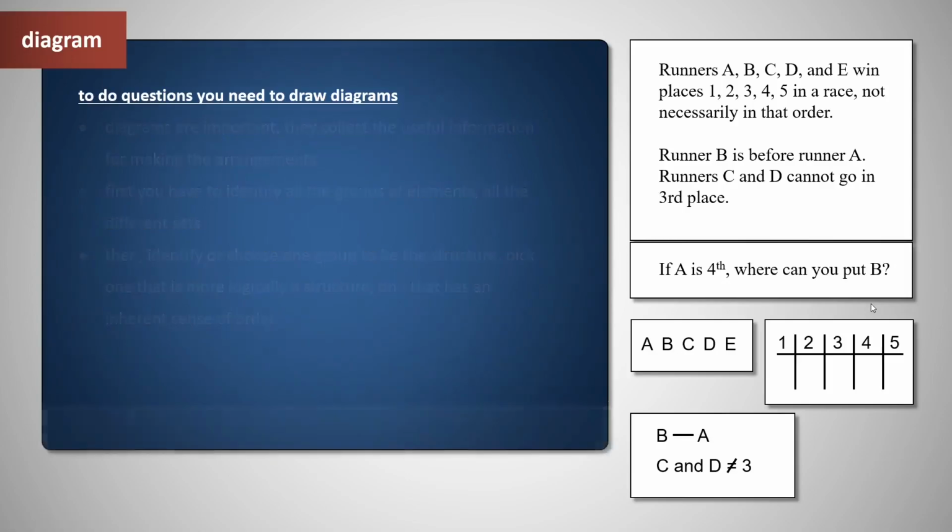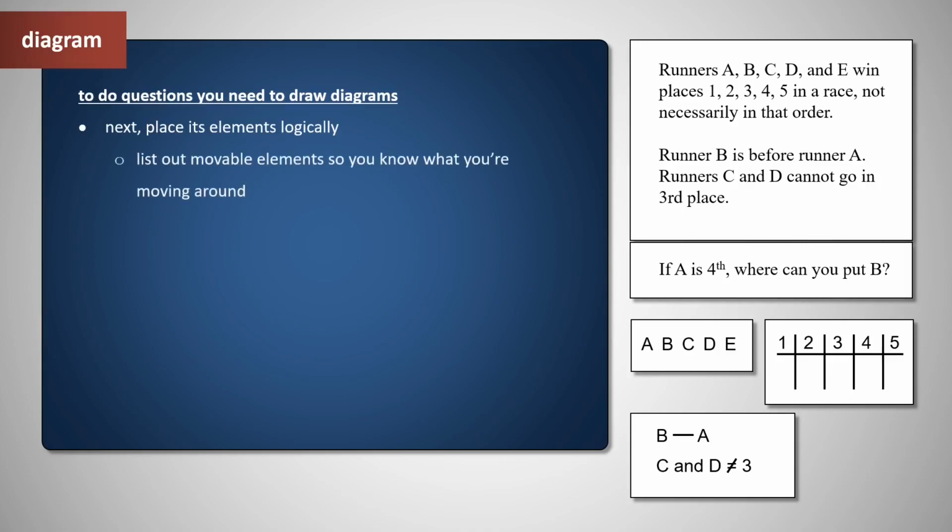And then once you do that, your next step is to place its elements logically. So you want to list out the movable elements so you know what you're moving around. What we've got here is we've listed out the A, B, C, D, and E, and it's very important because when you list that out, that helps you out when you're going through the questions and through the answer choices, with what you've already incorporated into a test diagram you're making and what else you need to put in. Once again, it's going to make a lot more sense when we do these actual things, but it is important to list out what you're moving around.